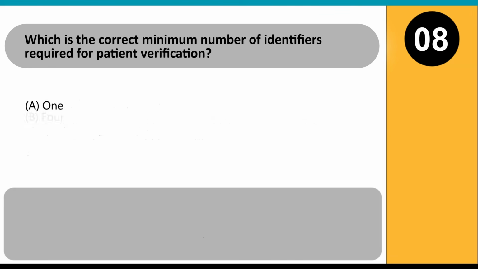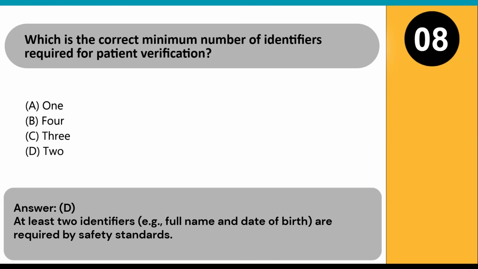Which is the correct minimum number of identifiers required for patient verification? A. 1. B. 4. C. 3. D. 2. Answer: D. At least 2 identifiers, e.g., full name and date of birth, are required by safety standards.